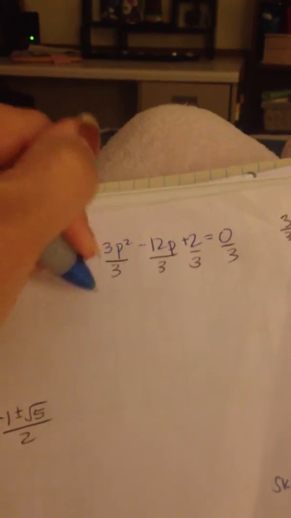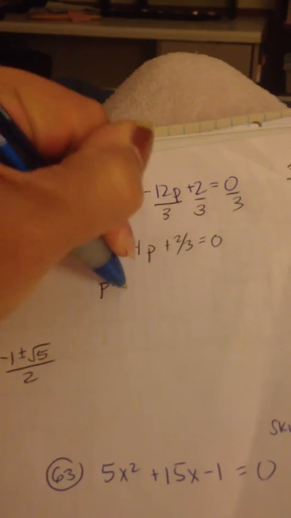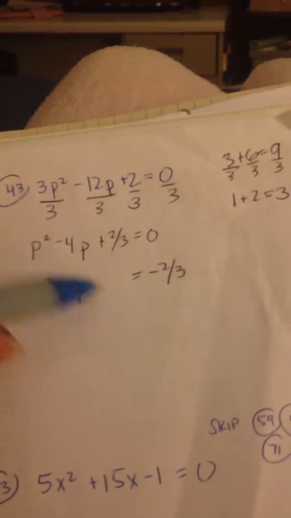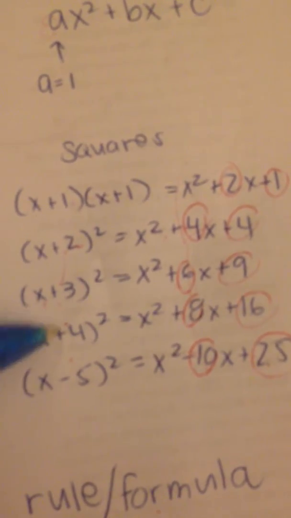Divide everything. So then you have p squared minus 4p plus 2/3 equals 0 divided by 3 is 0. Once again, move everything to one side, or anything that doesn't have a p in it to one side. Now we have this -4. How do you complete this square? It's just like this one, right?